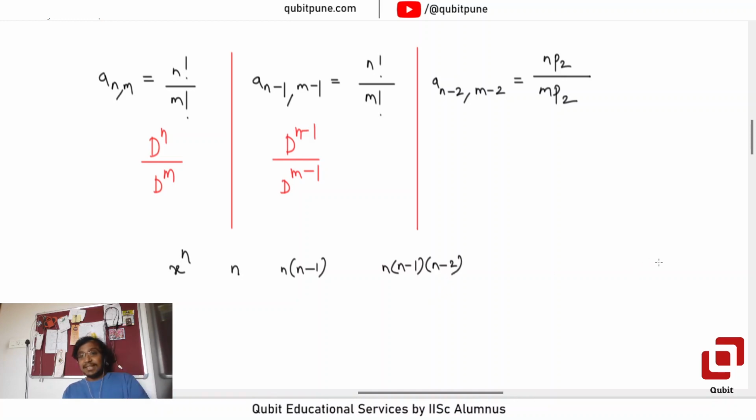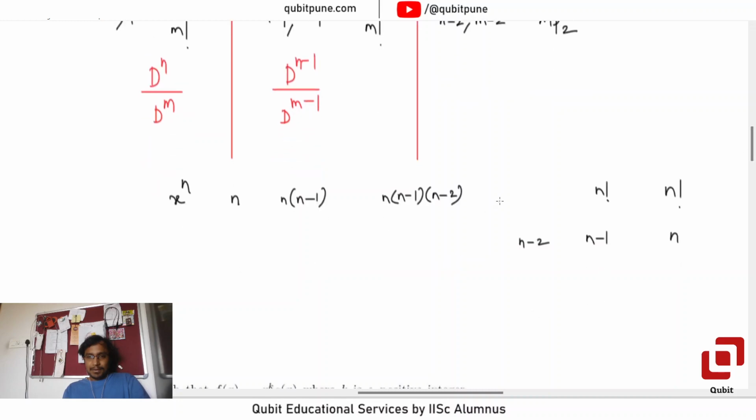and what is the last derivative? The nth derivative is n factorial, the n minus 1th derivative is also n factorial, and the n minus 2th derivative is what? Can anybody tell me? It would be n factorial upon n minus 1. Wait, no, sorry, not n factorial upon n minus 1. What would that be? Let's find out. Minus 2.